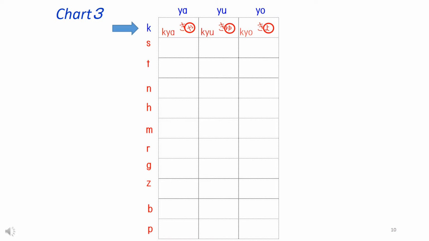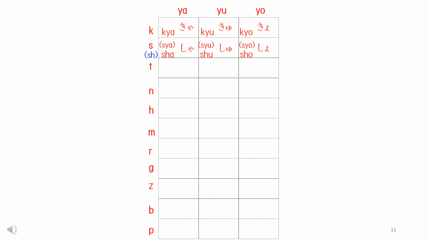Kya, kyu, kyo. Next is s plus ya. But remember that the pronunciation is not si, but shi. So the sounds are sha, shu, sho. The hiragana are sha, shu, sho. Next is t plus ya. But it is also not t, but chi. So the sounds are cha, chu, cho. The hiragana are cha, chu, cho.